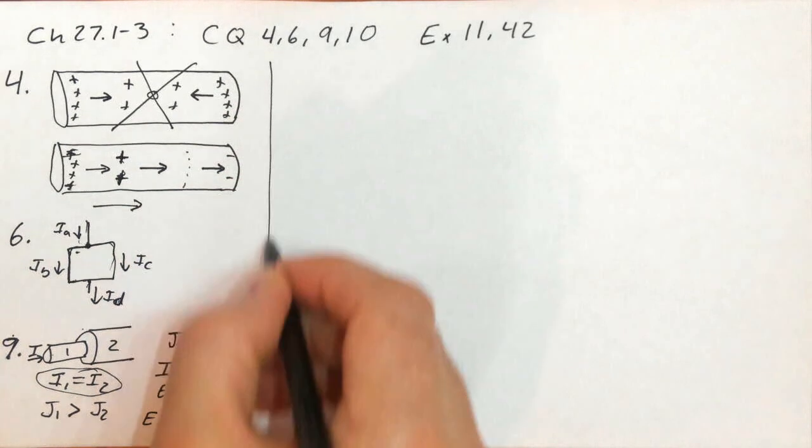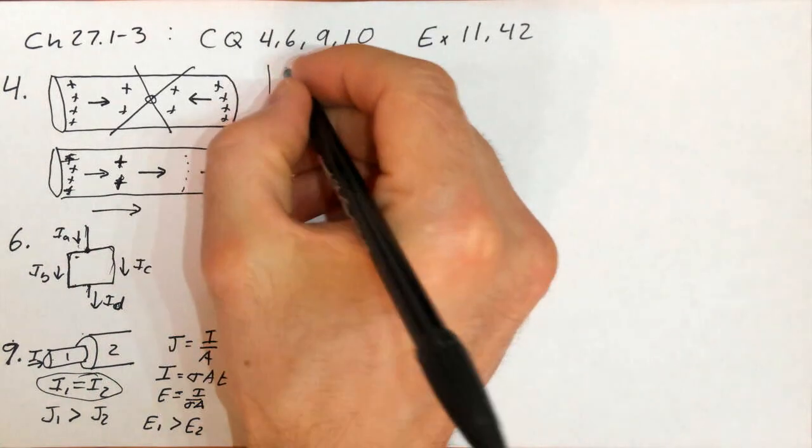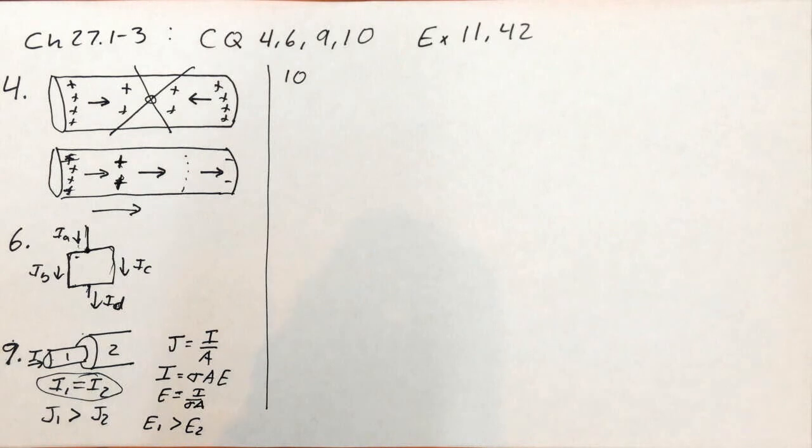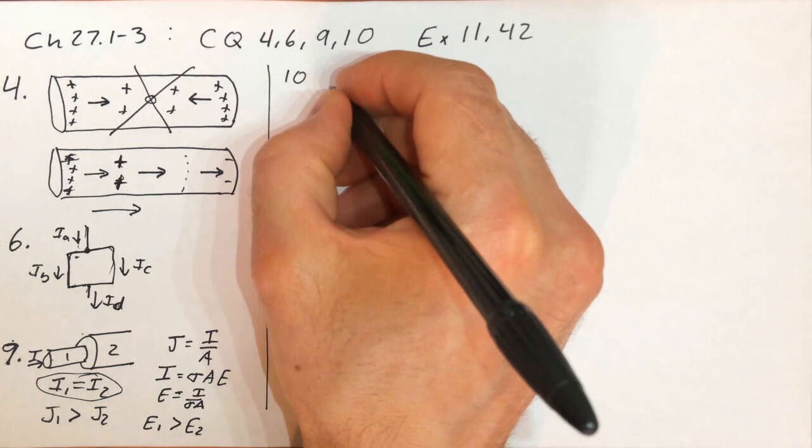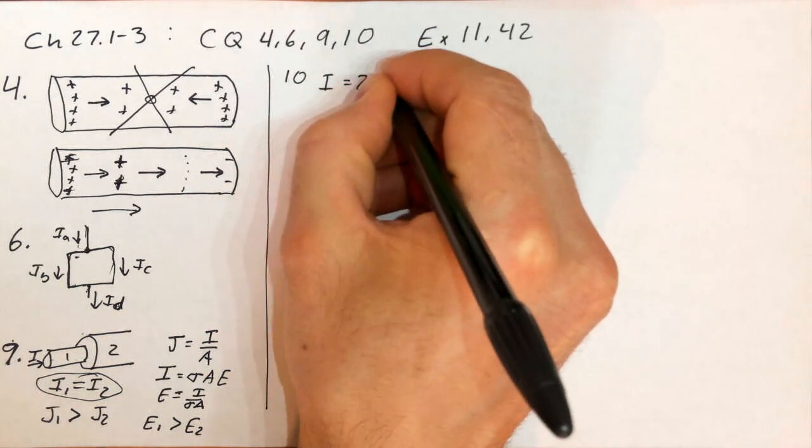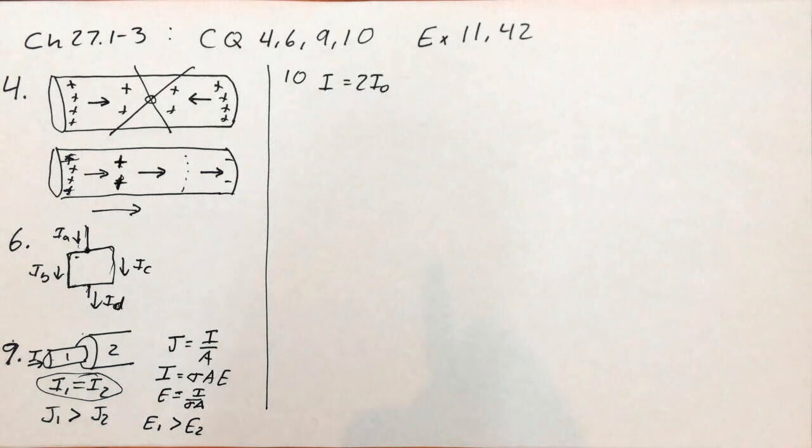Okay, let's move on to 10. Take a look at 10. The current in the wire doubles, so we have I equals 2 I naught. Let's just assume our original current is I naught. What happens to the current density? What happens to the conduction electron density? What happens to the mean time between collisions? And what happens to the electron drift speed? Are each of these doubled, halved, or unchanged? So how do those variables depend on current?